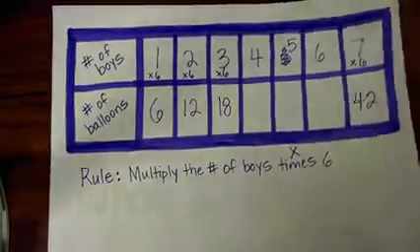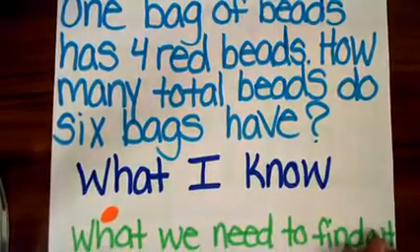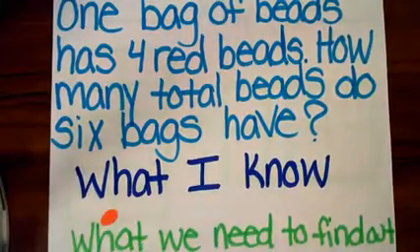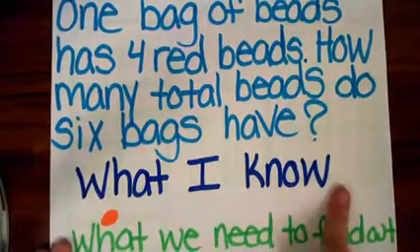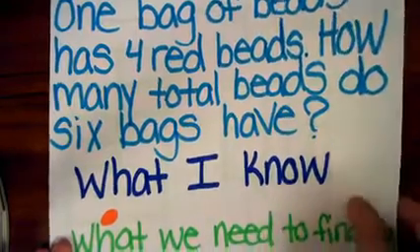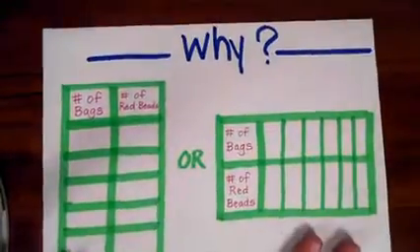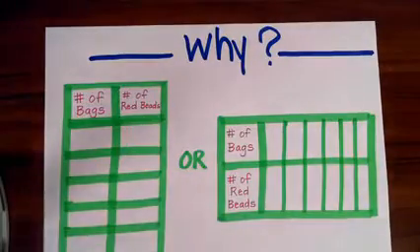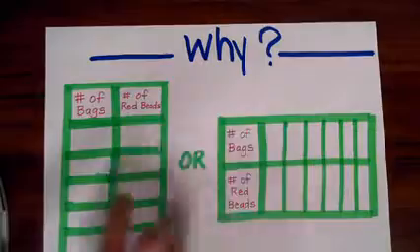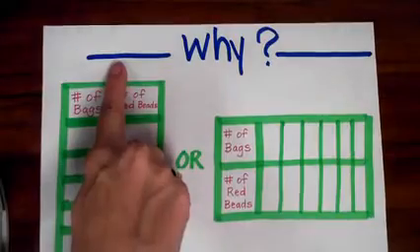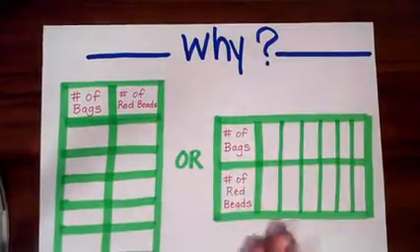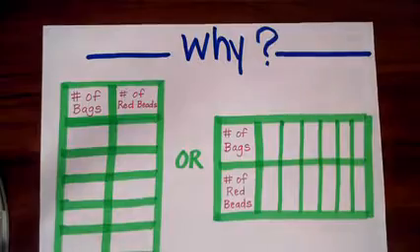So tonight on your IMBs, we want you guys to solve this problem. 1 bag of beads has 4 red beads. How many total beads do 6 bags have? So here we want you to go ahead and write what I know and what we need to find out. And then once we figure out if we're going for a total or if we're finding a difference, you have the choice of either doing a horizontal or a vertical input, but you need to put that operation once you find it, and why, and make sure that you are putting that rule once you find it.